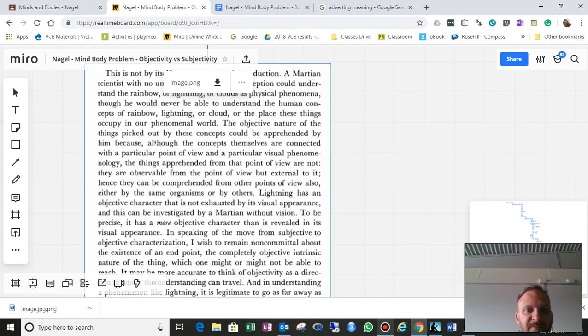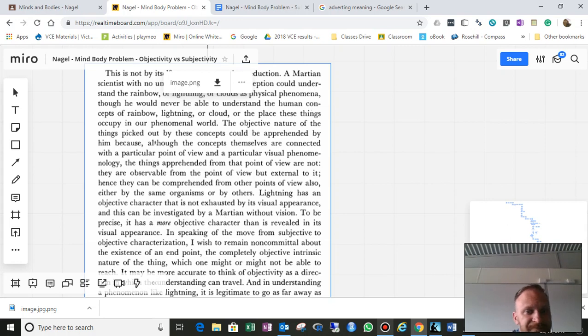Hence, they can be comprehended from other points of view also, either by the same organism or by others. Lightning has an objective character that is not exhausted by its visual appearance, and this can be investigated by a Martian without vision. To be precise, it is a more objective character than is revealed in its visual appearance. So the actual nature of what lightning is is very different from consciousness. Okay, it's a completely objective phenomenon. It's external to us, and that triggers off the sense data or the perception. So we can use a very objective account to explain what it is and understand what it is. Can we say the same about consciousness or experience?